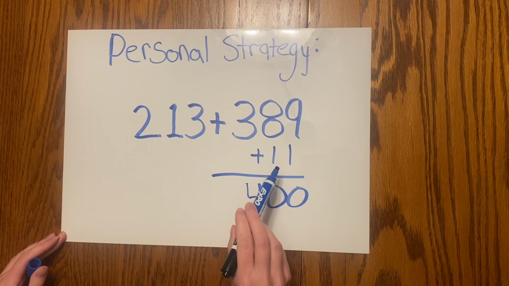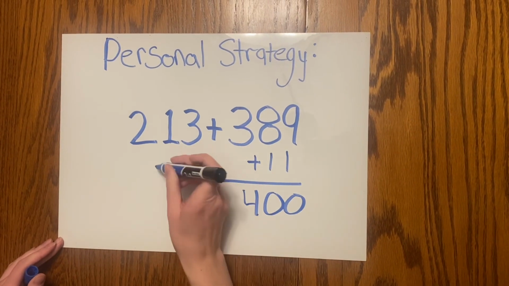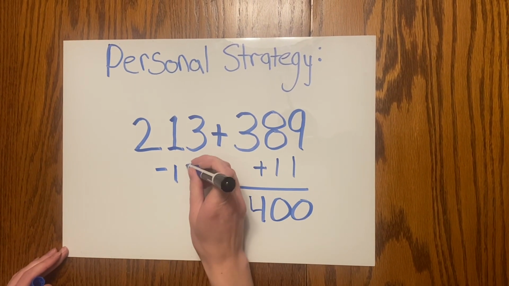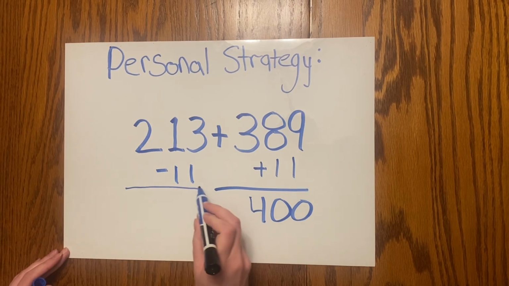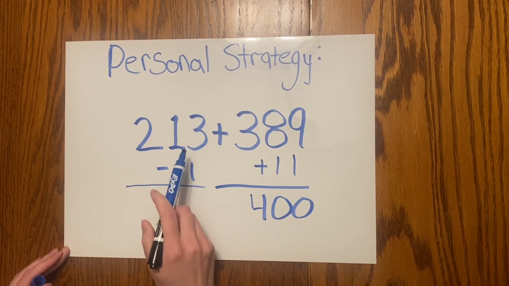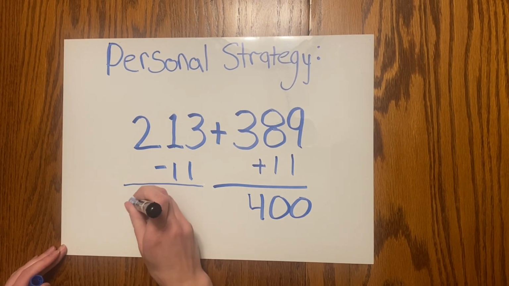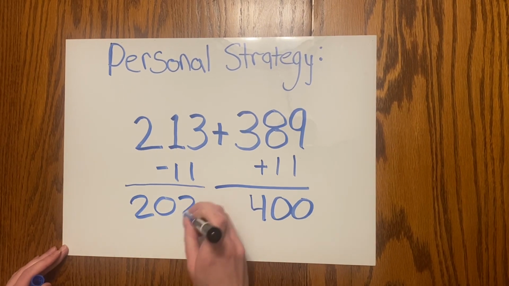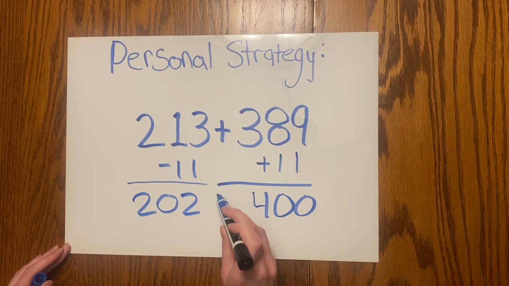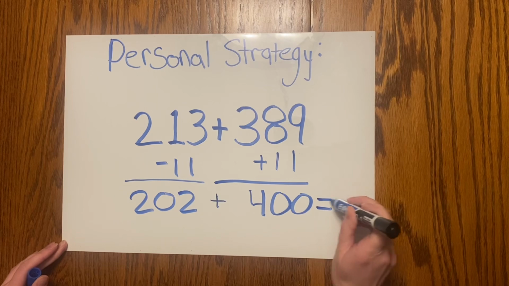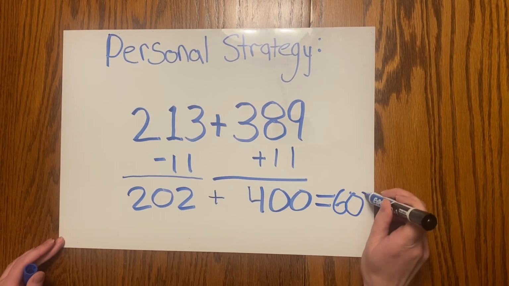But because I added 11 to this side, I have to subtract 11 from our other addend. So 213 minus 11 equals 202. 202 plus 400 gives us our sum of 602.